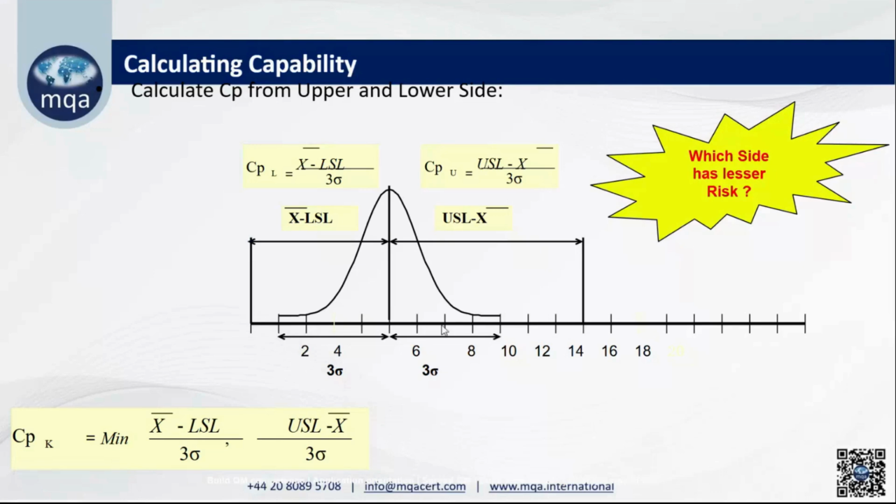What we are observing is that the center is actually shifting, to 5. The mean here will be 7. The center is shifted, but still the process is okay. Why? Because even though the center is shifted, the specification limit is not crossed. So our process is capable. That is why we calculate CP as well as CPK.